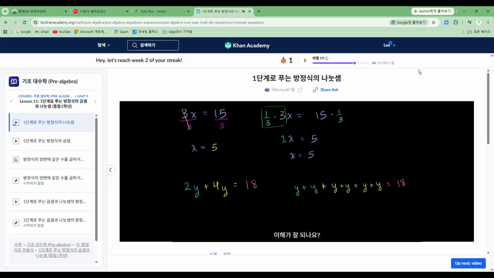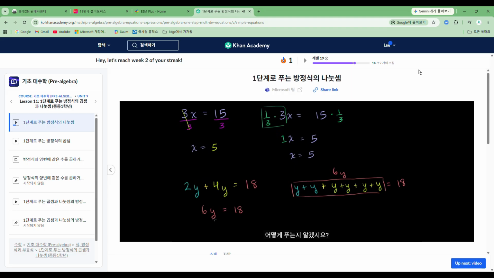And if you think about it, it makes complete sense. So this is this thing right here, the 2y plus the 4y is 6y. So 2y plus 4y is 6y, which makes sense. If I have 2 apples plus 4 apples, I'm going to have 6 apples. If I have 2 y's plus 4 y's, I'm going to have 6 y's. Now that's going to be equal to 18.